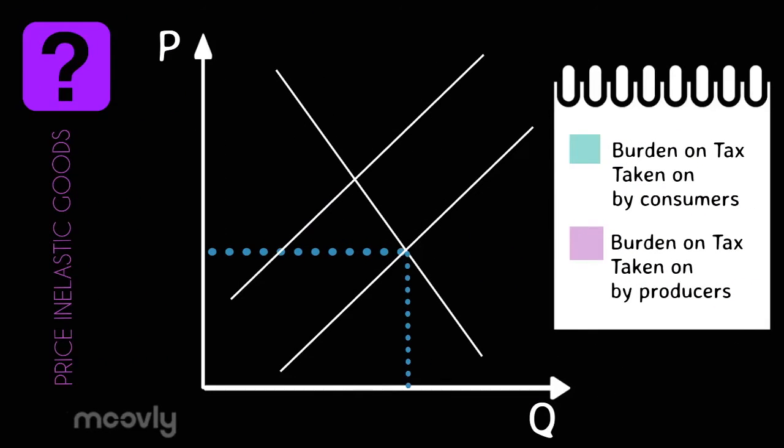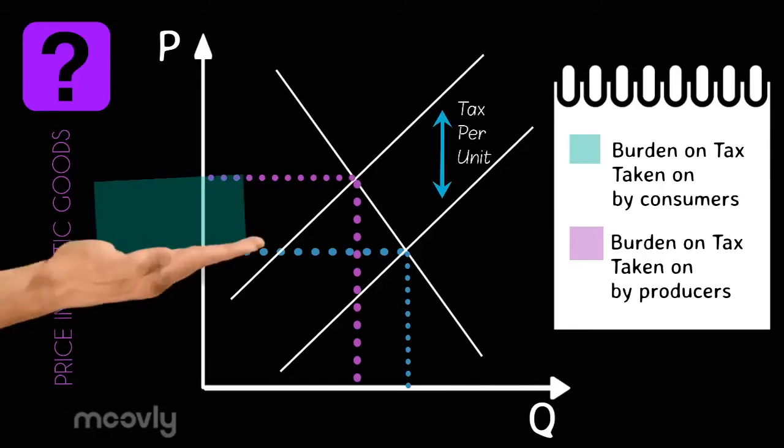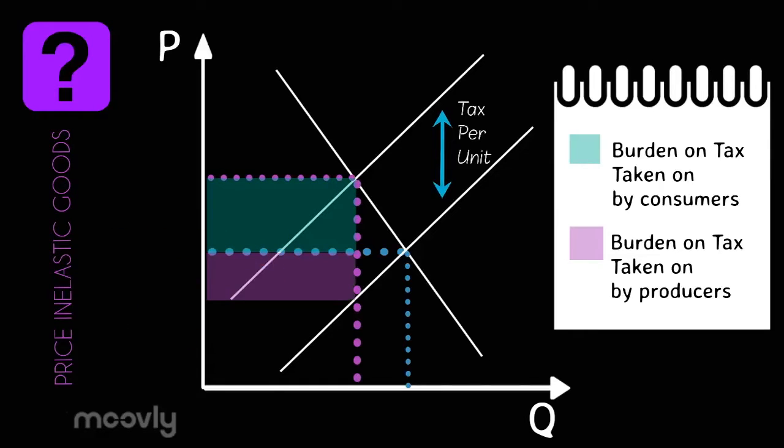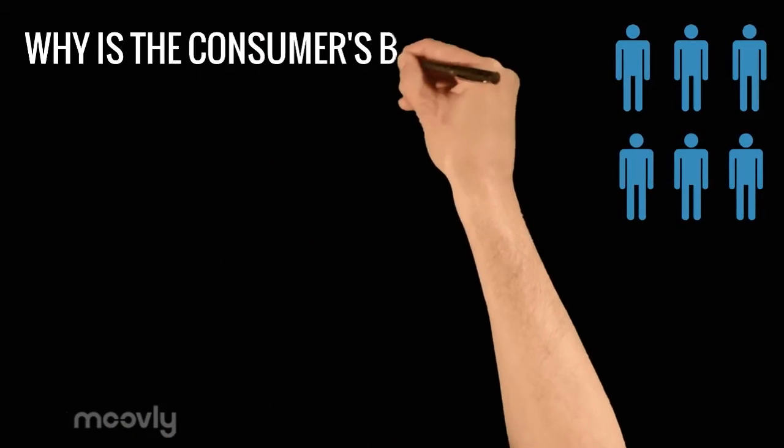When PED is less than 1, the demand curve is much steeper compared to a normal demand curve. When a tax is imposed, the demand decreases, causing the demand curve to move to the left. This difference in the price is the value of the tax per unit. In goods with lower PEDs, the consumer takes on more burden of the tax.